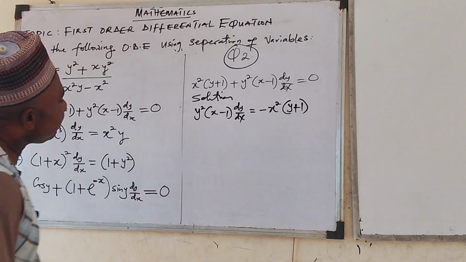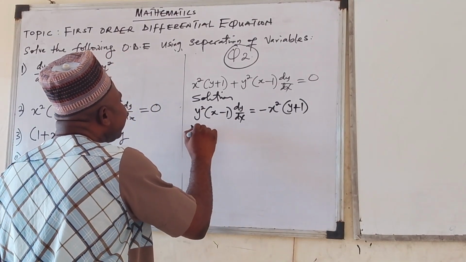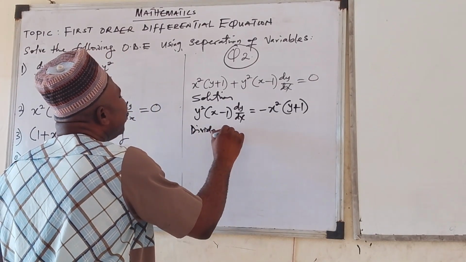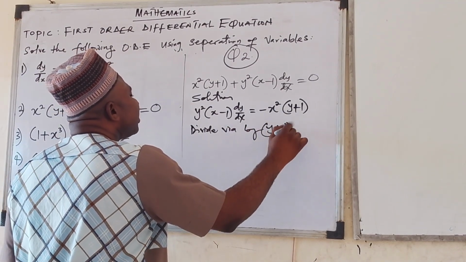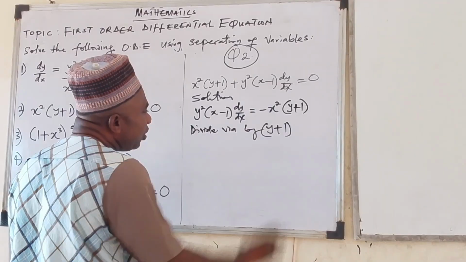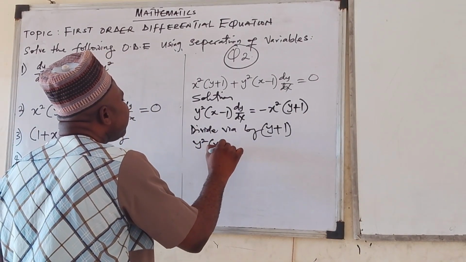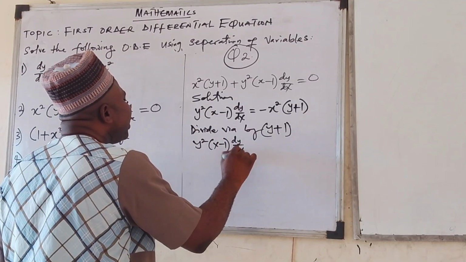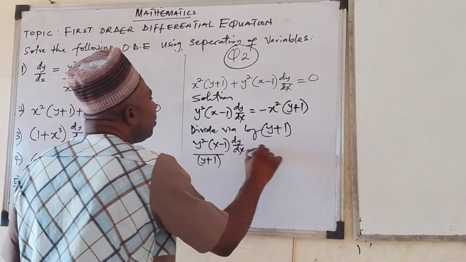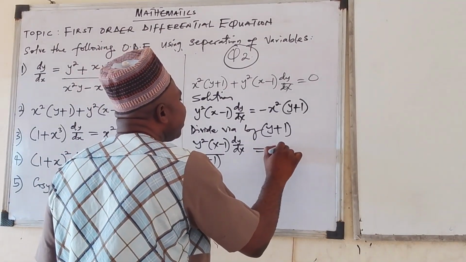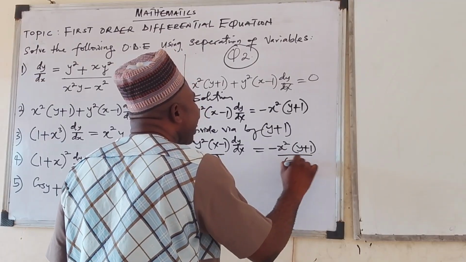Now in this case, let's divide through by y plus 1. Now dividing through by y plus 1, we have y squared in bracket x minus 1, dy over dx, all over y plus 1 will be equal to minus x squared in bracket y plus 1, all over y plus 1.